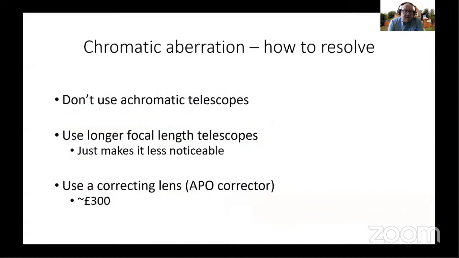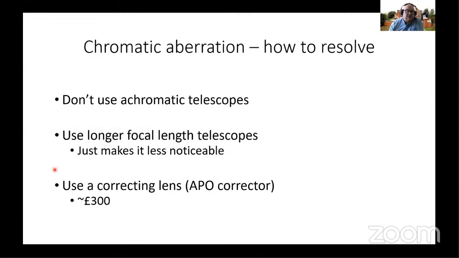So how do we get rid of chromatic aberration? Well, don't use an achromatic telescope. So the cheaper refractors will be referred to as achromatic. They're not fully achromatic. They still show a fair amount of chromatic aberration. So if you want to do serious imaging and observing, you need an apochromatic telescope. Longer focal lengths, so refractors f12 and above, probably f10 and above, even f7 and above, the chromatic aberration will be less severe.